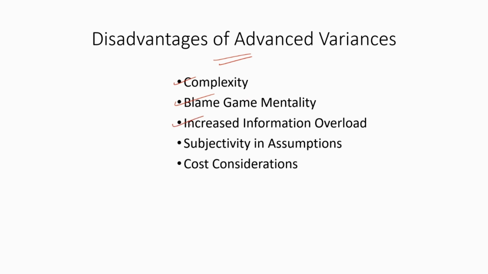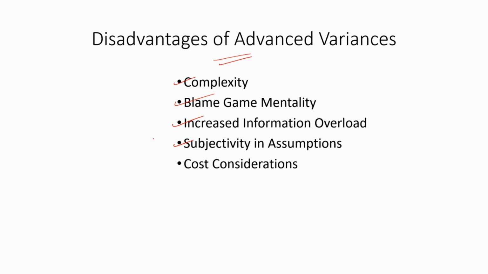Increased information overload. The detailed breakdown of variances in advanced analysis can result in a larger amount of information, which may overwhelm managers or decision makers. It can be difficult to prioritize and focus on the key drivers of performance deviations among the numerous variances. Without proper attention and understanding, the additional information provided by advanced variances may not be effectively utilized or could lead to confusion.